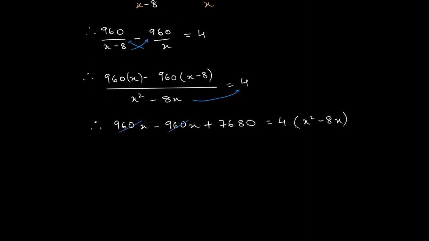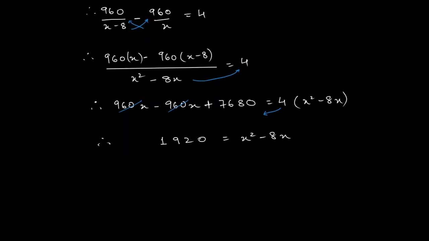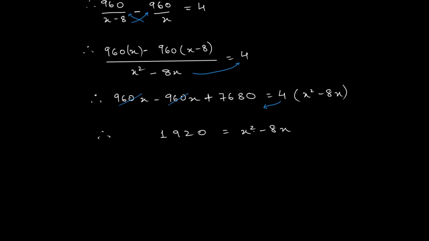This 4 on the left hand side being multiplied here, if I take it to the right, it will come into division. So I end up with 7680 divided by 4, which will give me 1920 equal to X square minus 8X. So we are getting our equation with a quadratic equation. Let's write it in the standard form.